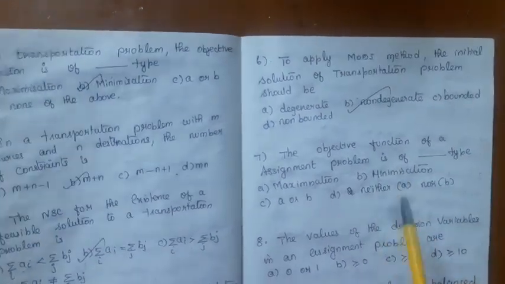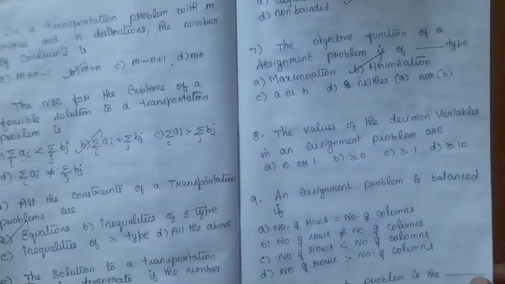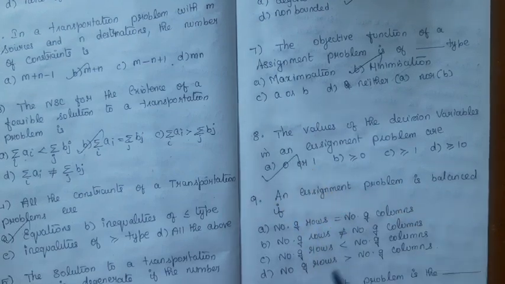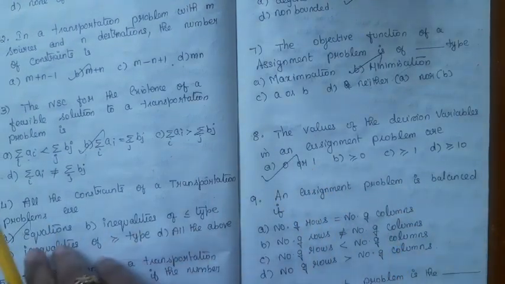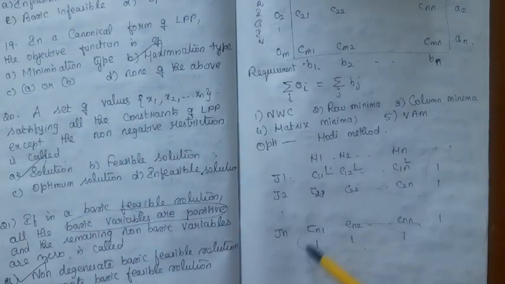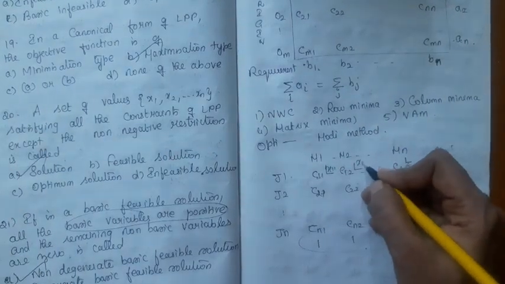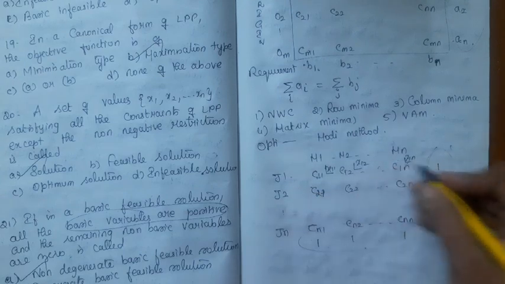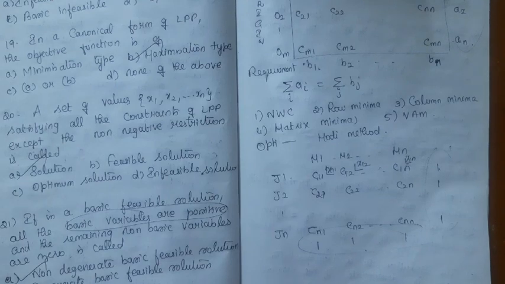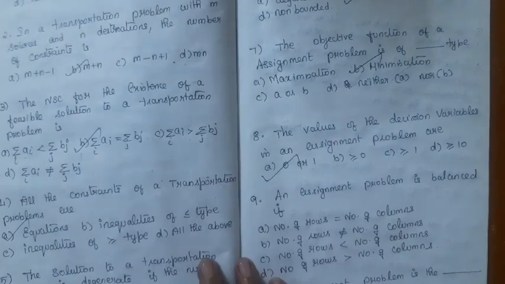The objective function of an assignment problem is of minimization type. The values of the decision variables in an assignment problem can be 0 or 1. You cannot have any other quantity because all the rim requirements are equal to 1. On the whole, when you add all the decision variables x11, x12, etc., x1n in the first row, the total should be equal to 1. So in that case, the value of the decision variable can be 1 or 0. You cannot assign any fractional quantity.